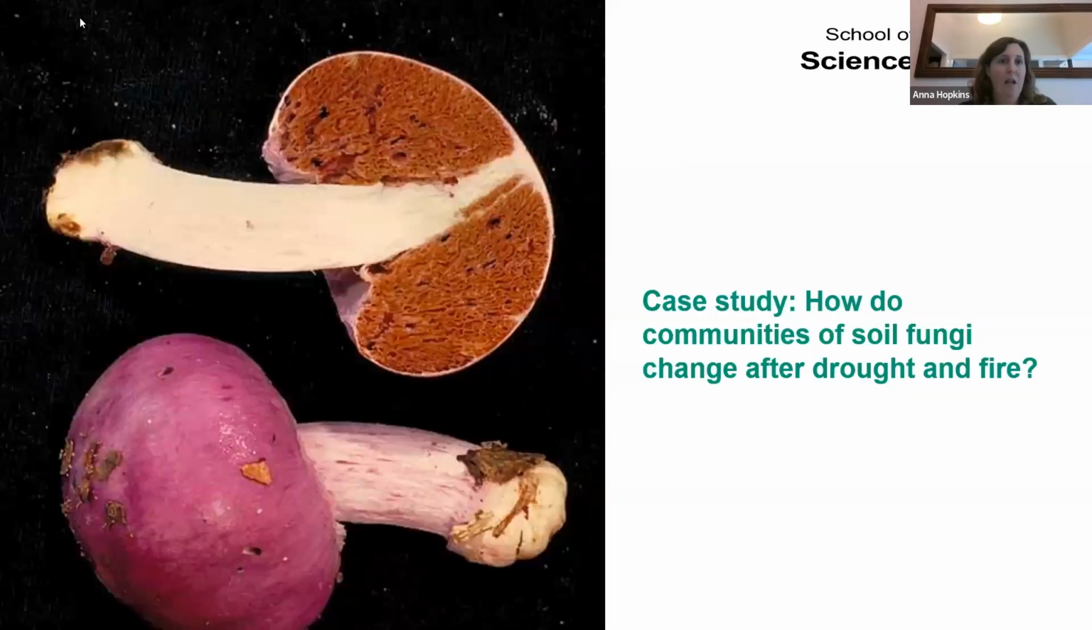So I want to talk to you today about 2 different case studies that we've been doing, and they're kind of collective case studies, I suppose, over a range of different studies that we've done. And the first one is looking at how communities of soil fungi respond to drought and fire. And this is based on a number of different studies that we've done in the southwest of Western Australia, in the Jarrah forest. So it's one of our dominant forest ecosystems just outside of Perth.